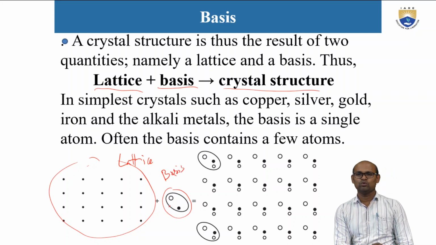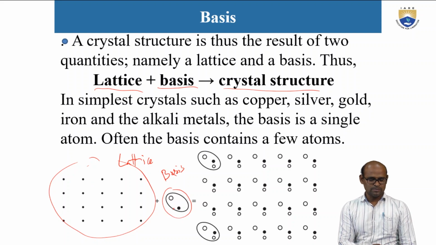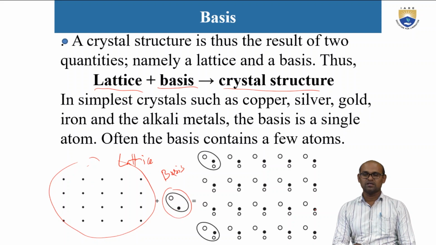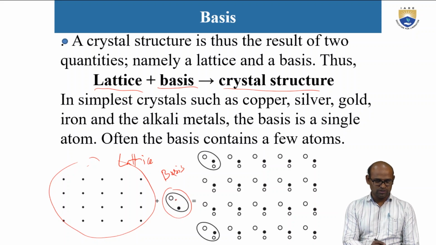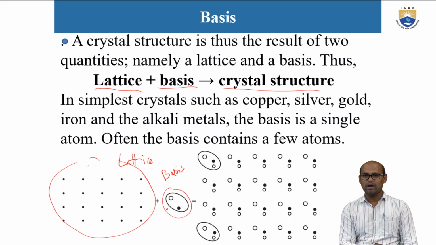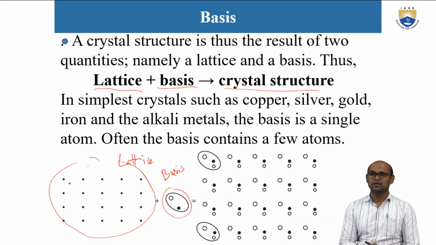Basis is a single atom or a group of atoms. So lattice plus basis, you are going to get a crystal structure. For example, NaCl, I am going to attach sodium atoms and chlorine atoms to these lattice points.